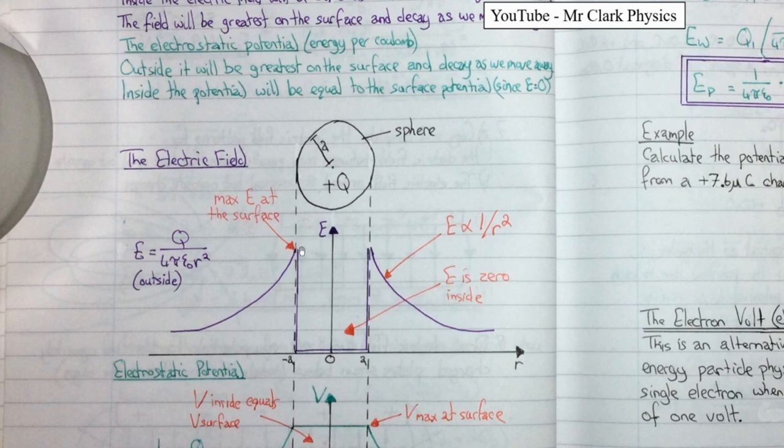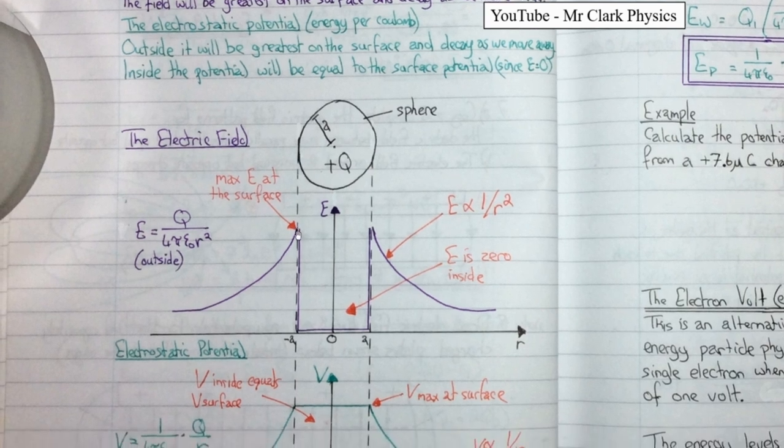If you wanted to be specific and add numbers to this graph, which is always a good idea, there's a rule of thumb, by the way. If the question gives you numbers, you have to give numbers back. Here, we haven't given you numbers, so you don't have to give a number back. But we could express the value of this size. If I knew the number for a, the radius, and I knew the charge on it, I can actually work out what this peak value is right at the surface of the sphere.